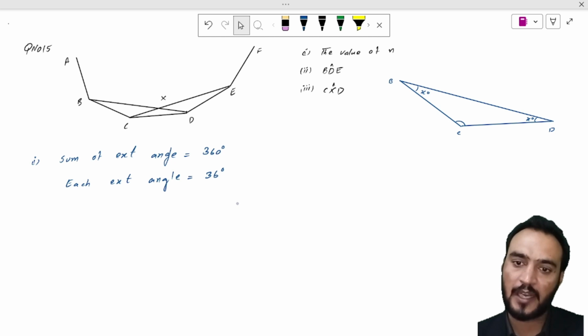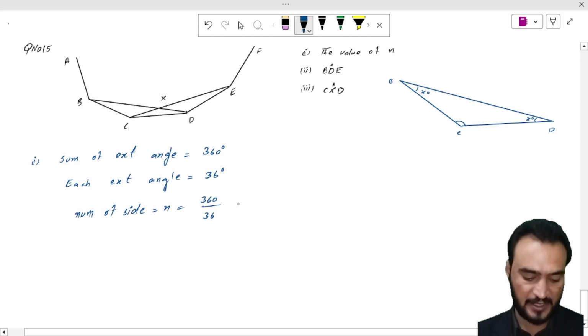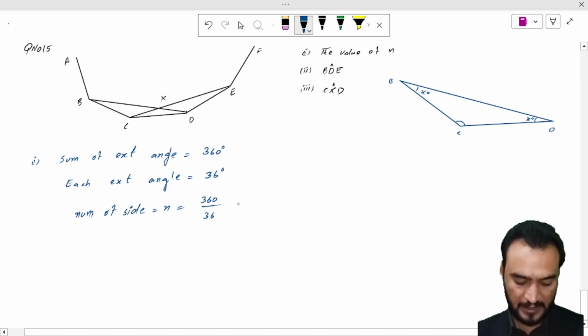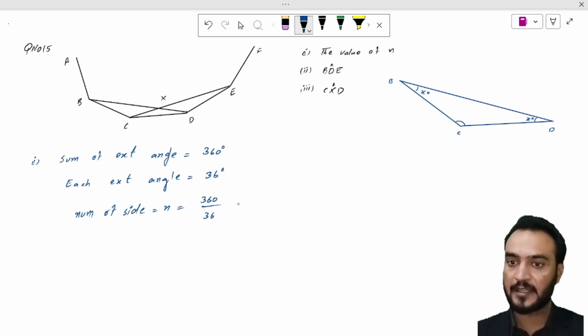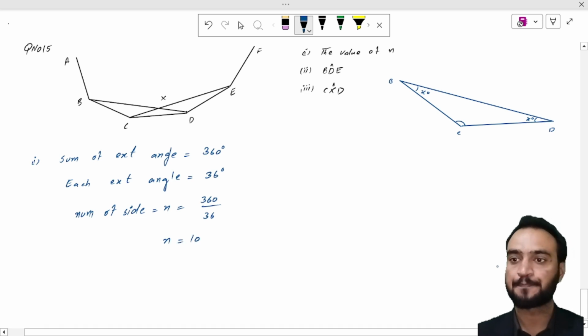So the value of n, that is the number of sides, n is equal to 360 divided by 36. Dividing 360 by 36, 360 divided by 36 is equal to 10. So this polygon has 10 sides. So the value of n is 10.